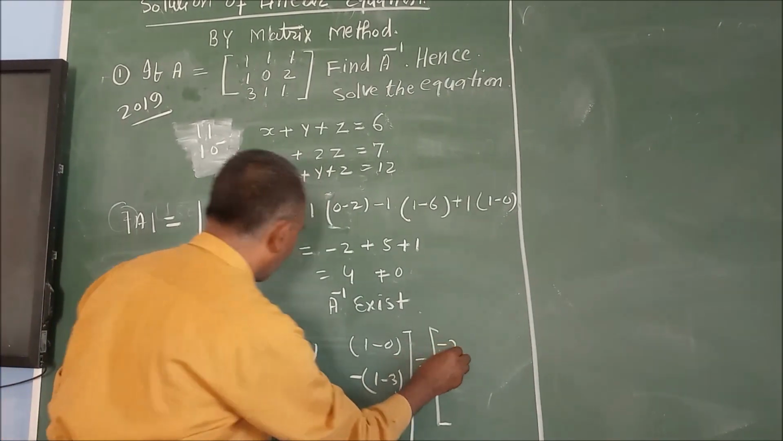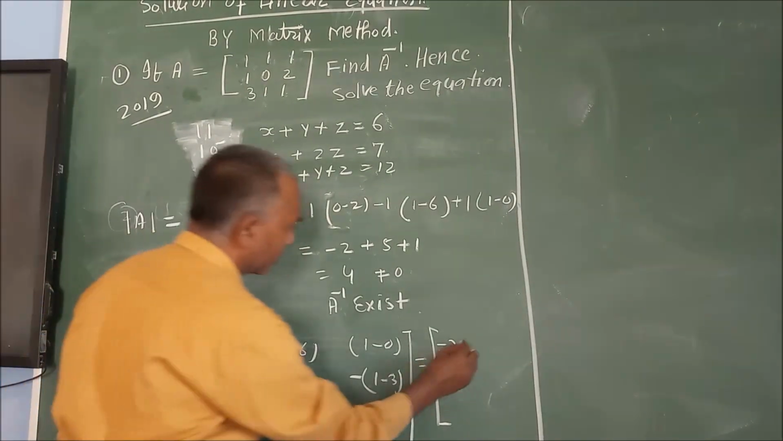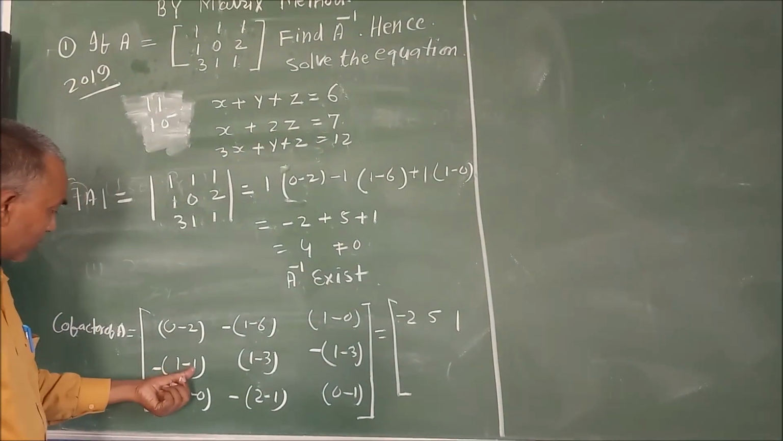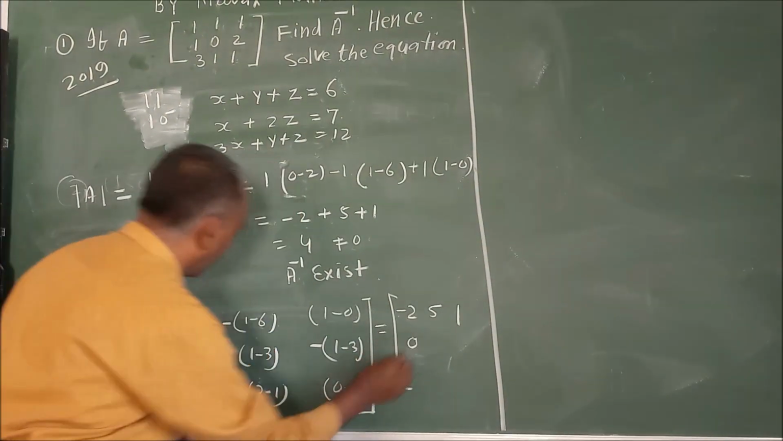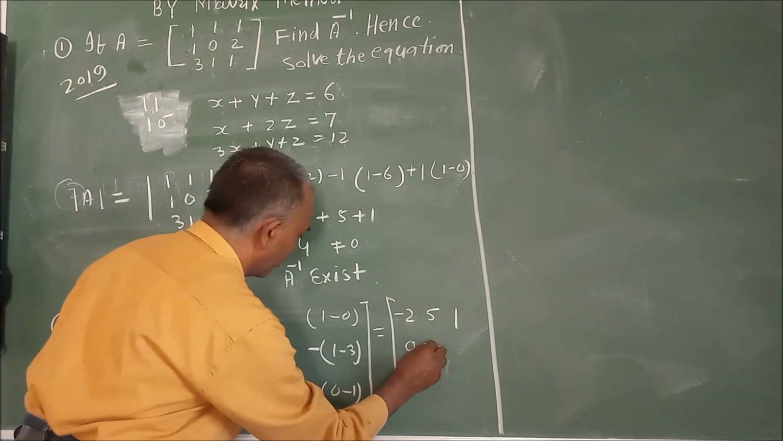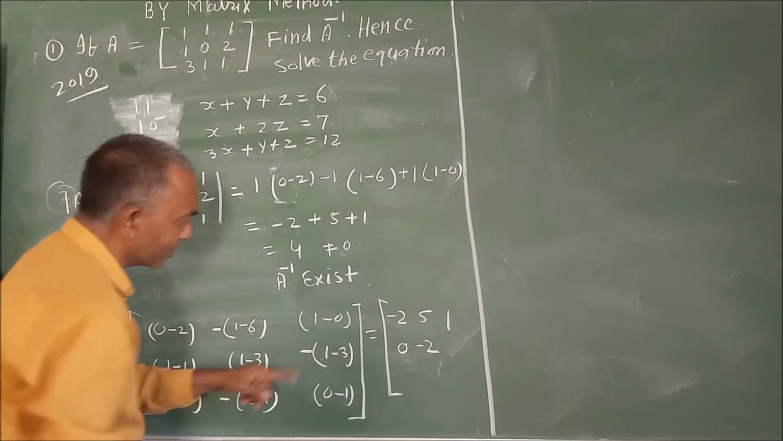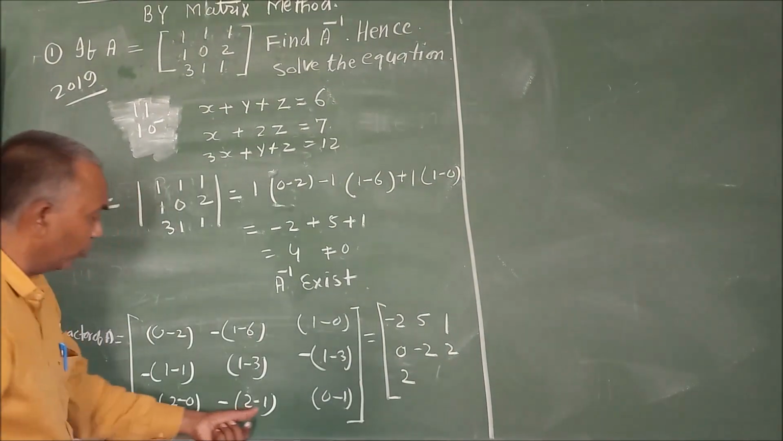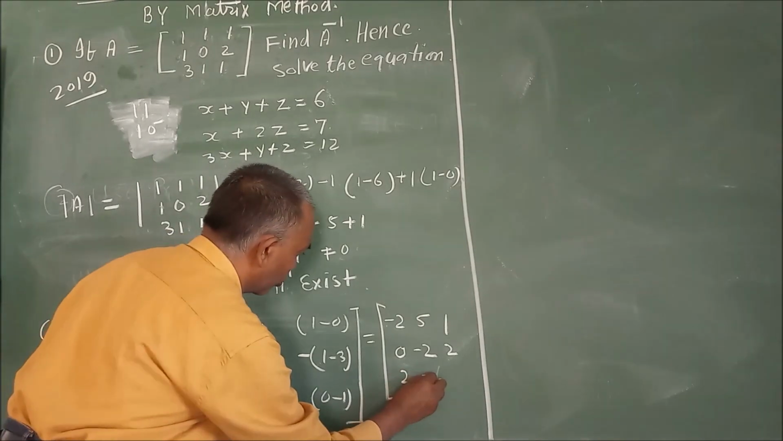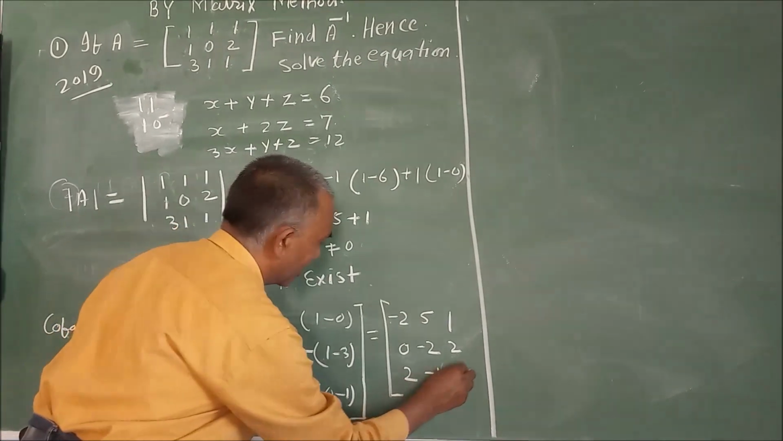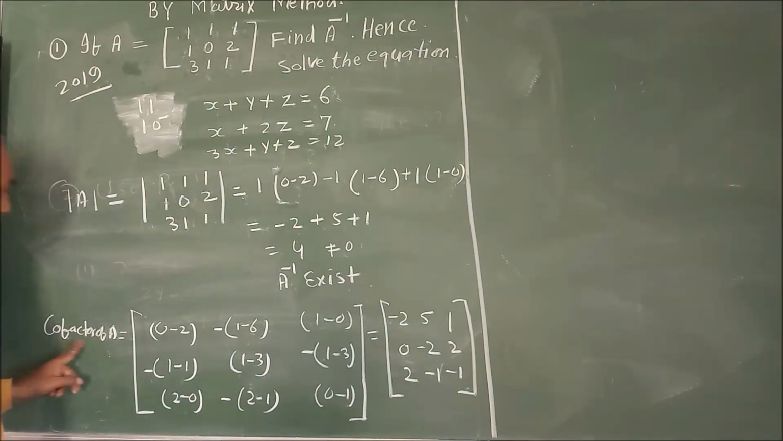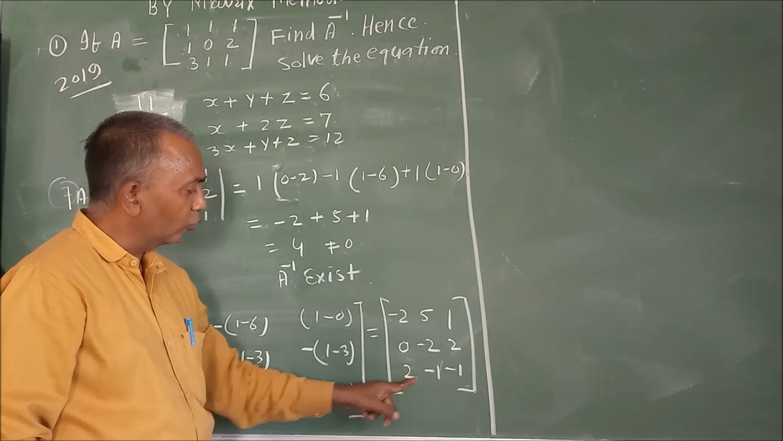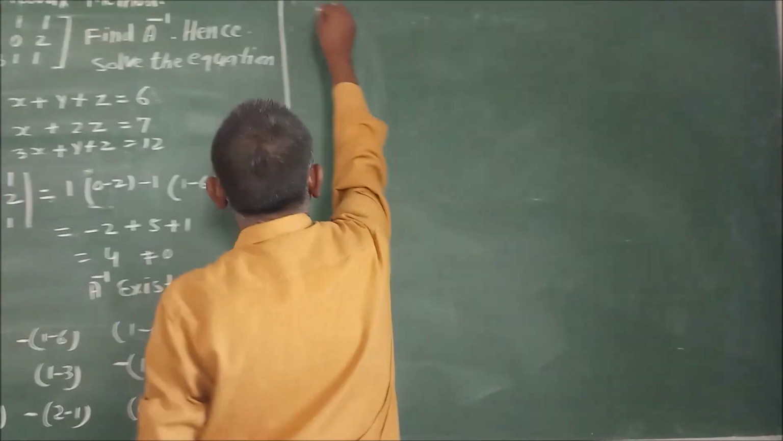So solving this, it can be written as 0 minus 2, you will get minus 2. 1 minus 6 is minus 5, and with the minus sign, this is plus 5. 1 minus 0, you will get 1. 1 minus 1, you will get 0. And 1 minus 3 will be minus 2. And 1 minus 3 is minus 2, with the minus sign this is plus 2. 2 minus 0 you can write 2. And 2 minus 1 is 1, with the minus sign this will be minus 1. And 0 minus 1 is again minus 1. So the cofactor of A will be [minus 2, 1, 5; 0, minus 2, 2; 2, minus 1, 1]. So what is the transpose of A?